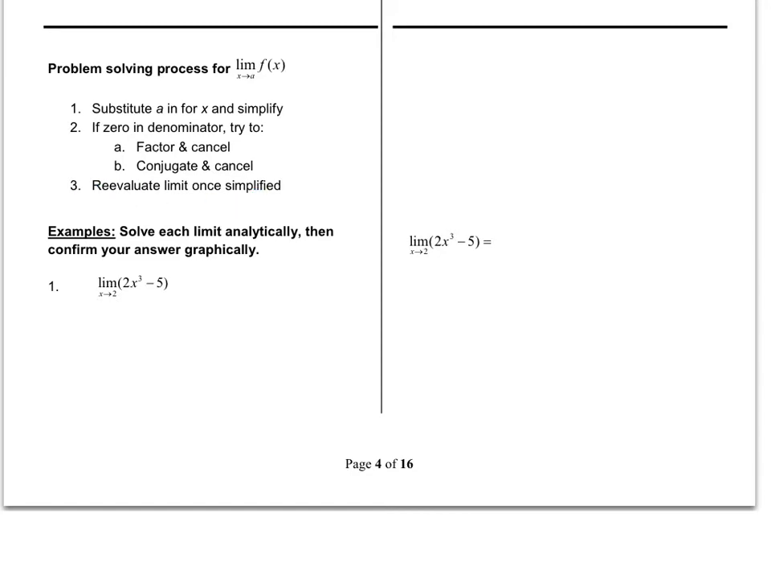So we're going to start off with example 1. Notice it says solve each limit analytically and then confirm your answer graphically. To confirm your answer graphically, you're just going to do the hide and seek method that we talked about earlier on in this section from the previous video notes. So we're going to start off with the limit as x approaches 2.